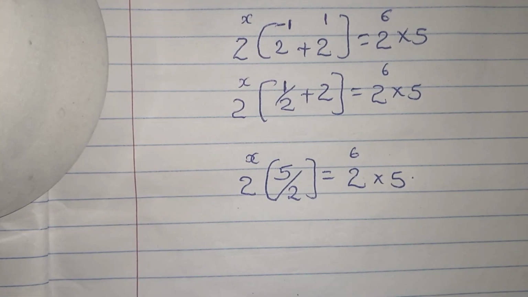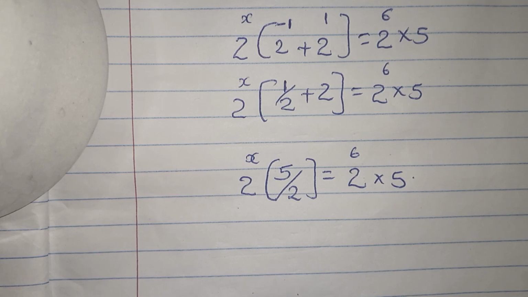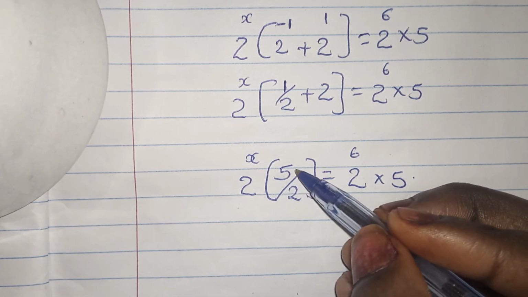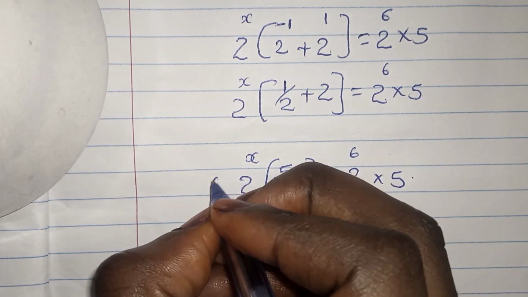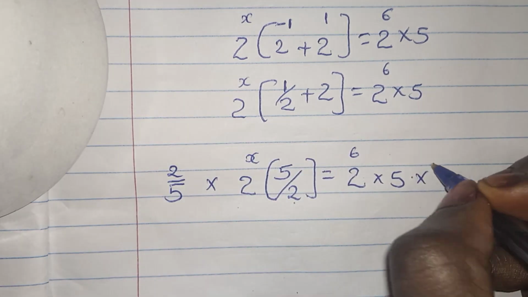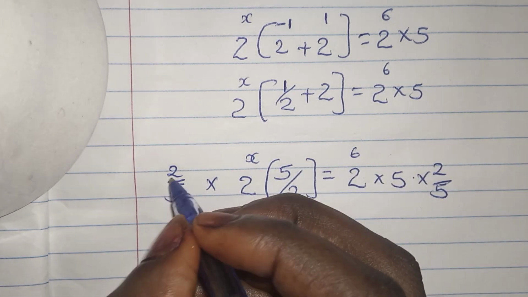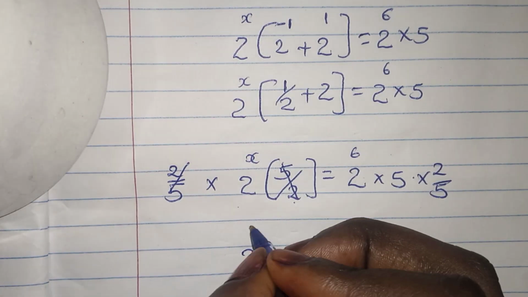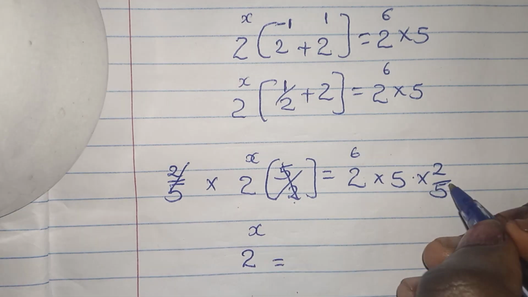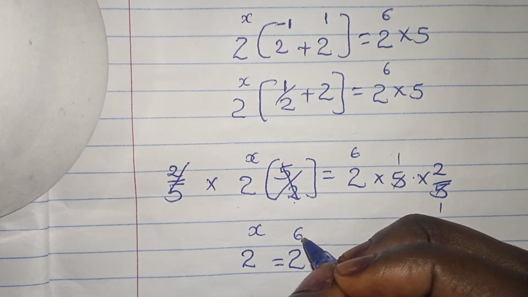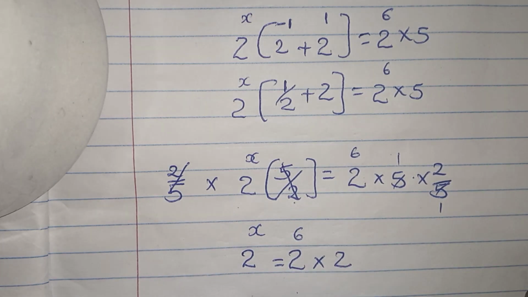Okay, my next step, I will multiply both sides by the reciprocal of this fraction here. The reciprocal of 5 over 2 is 2 over 5. So I'm multiplying on both sides by the reciprocal. So this fraction here will cancel with this one, and I'm left with 2 to the power of x is equal to, this 5 will cancel with this 5, and I'm left with 2 to the power of 6 times 2, right?